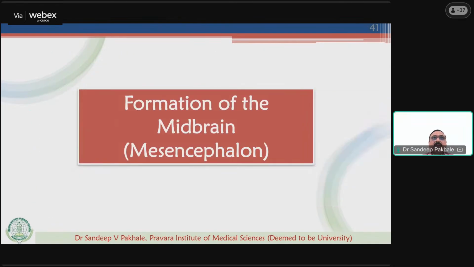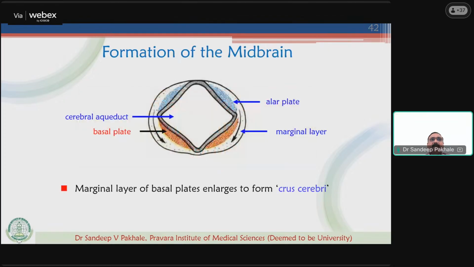Now coming to the formation of the midbrain, or the mesencephalon. This region represents the least modified part of the developing brain, yet it plays a crucial role. In the next few slides, we will focus on how the basal and alar plates differentiate, giving rise to important structures like the crus cerebri and colliculi, and how this relates to clinical and functional anatomy.